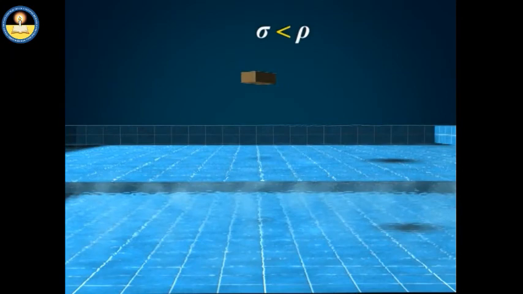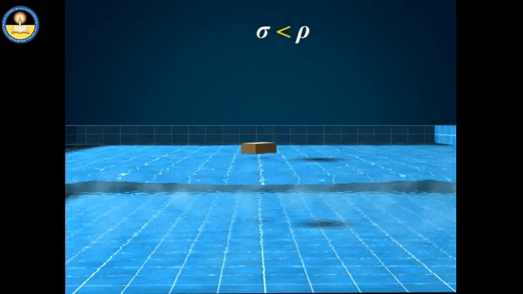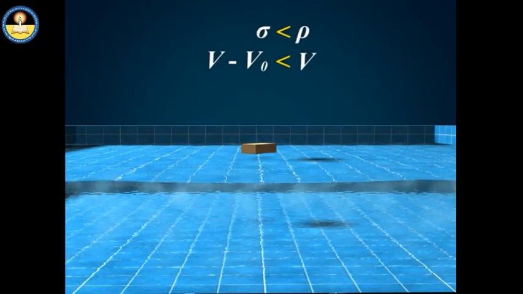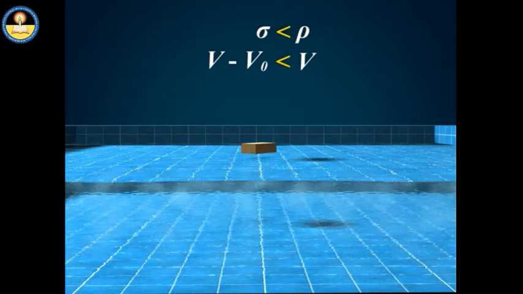And if the density of the immersed body is less than that of the fluid, the volume of the submerged part becomes less than the total volume of the body. That is, the object will float and be partially submerged in the fluid.